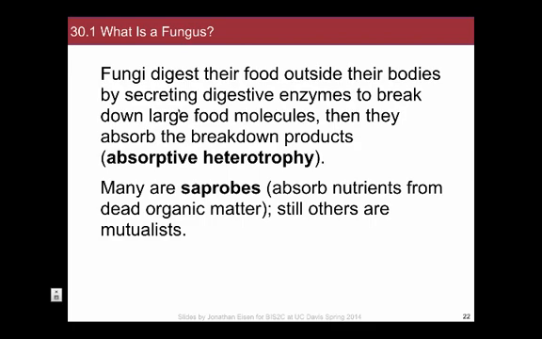And those break down material on the outside of the organism. And then they have to bring into the cell the breakdown products. That's how they, or many of them, feed. And this is known as absorptive heterotrophy. It's heterotrophy because they're not fixing their own carbon. They're getting carbon from outside sources. And it's absorptive because they're absorbing this material after they digest it on the outside.